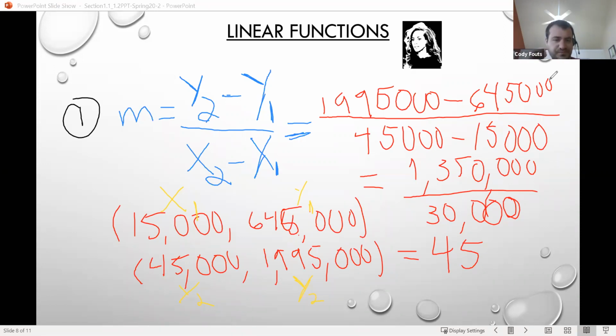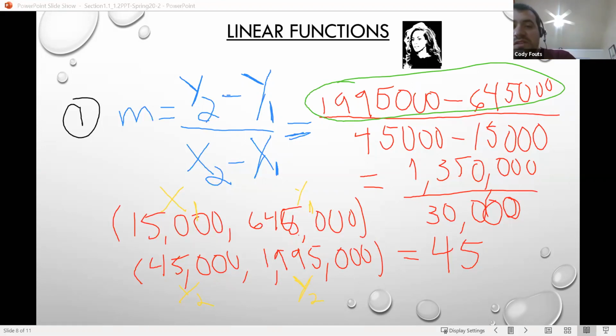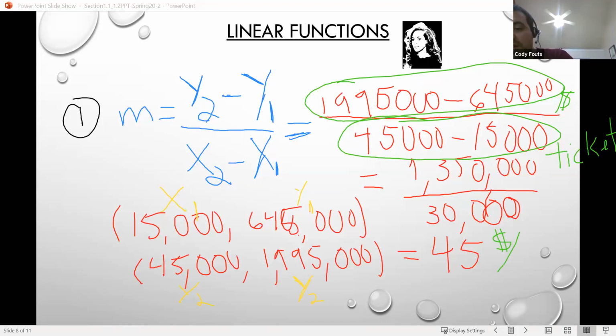But then the second part of that problem, they told us to include units. So we need to think about what our units are here on our slope. And remember that a slope is a rate of change. So that means that our unit should be some units per some other units. If we go back to the beginning here, and we look at these numbers on the top of our fraction, these represented an amount of dollars. And the numbers on the bottom here represented a number of tickets. So what we know then is if we use those units down here, that 45 is $45 per ticket. Using those units over units.